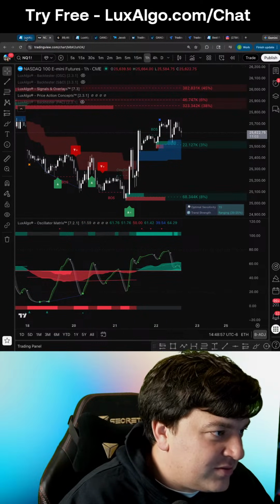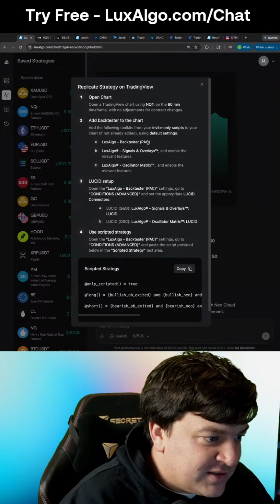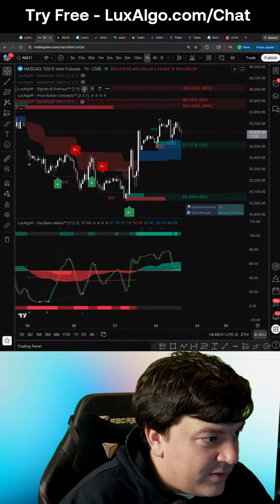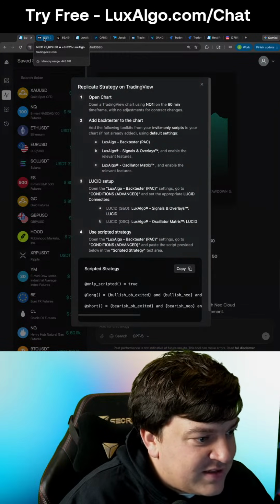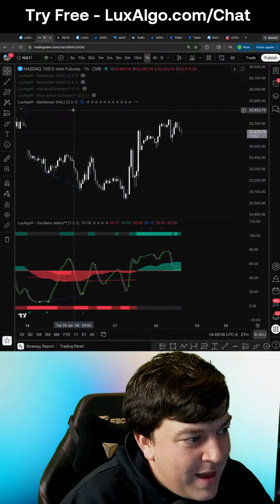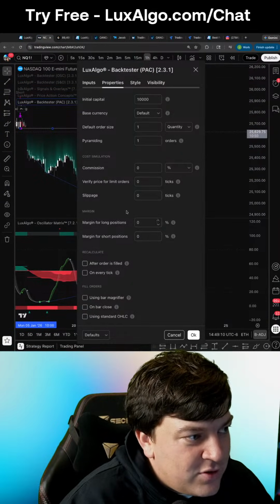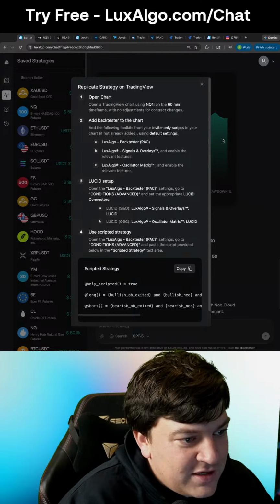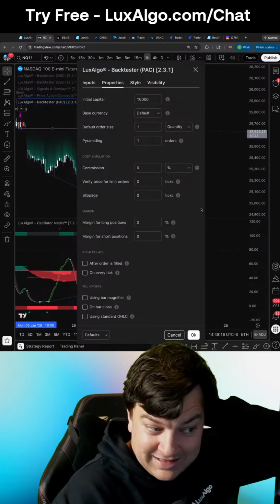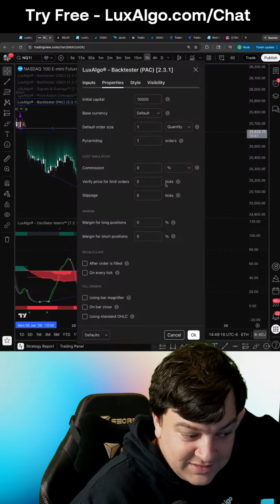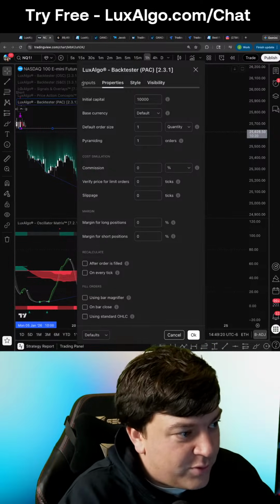All right, so let's play with this one. We need the PAC backtester. Okay, so we got that one right here. We need the signals and overlays and the oscillator matrix attached to that backtester. And this is if I want to do further backtesting. This already did a backtest since 2022. If I want to do further backtesting or see the most recent trades, you can do that through TradingView.